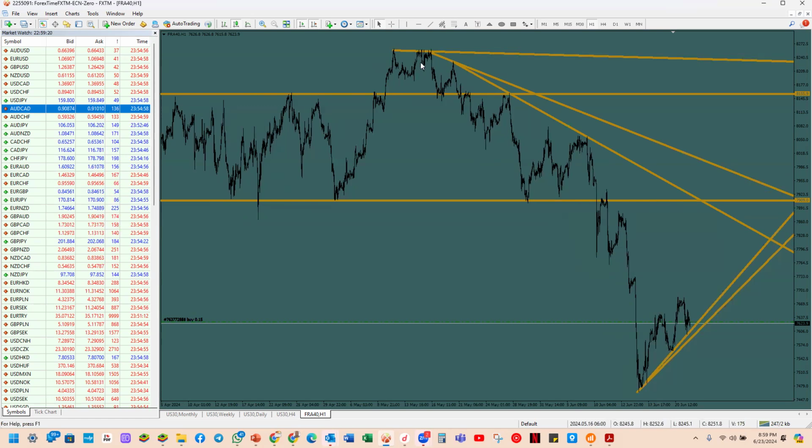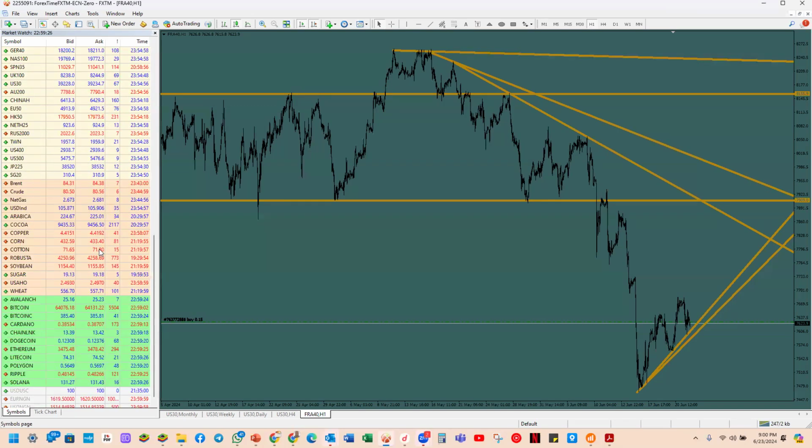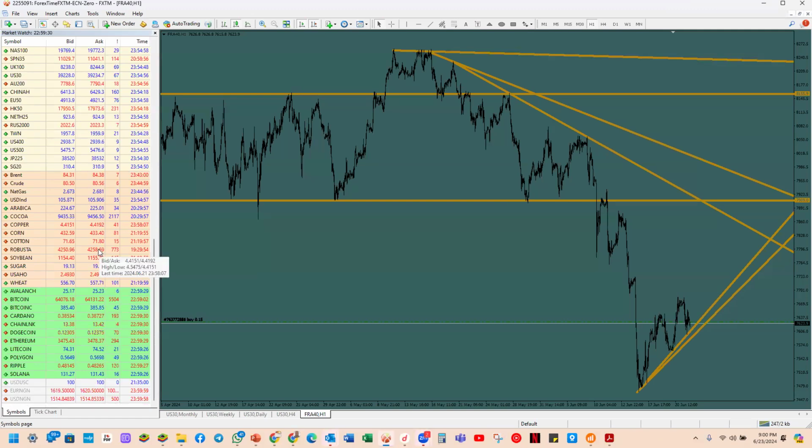Now you will see that all of them are not the same. They don't all have the same opening and closing time. Yes, a sizable number will be the same because they are currencies. But then when you go to stocks, when you go to crypto, you see that they have different times.